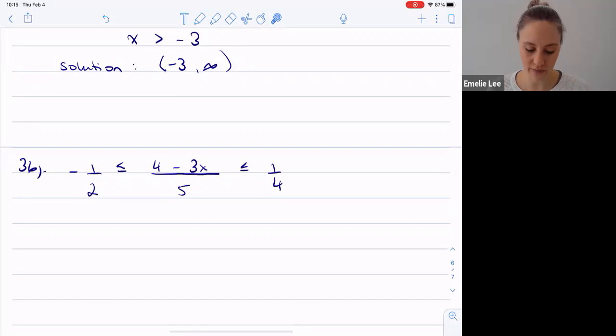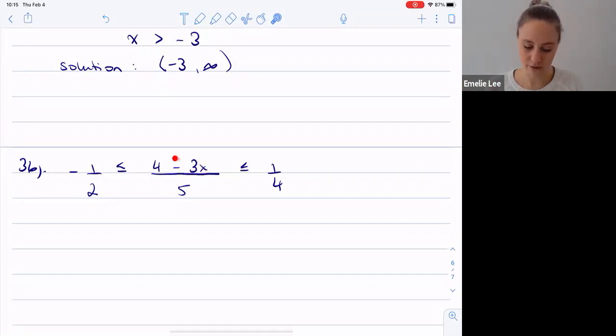It's possible that there are x's on all sides, and then you would have to collect those like terms just like you would with an equality. But for now, we've just got the one x here in the middle, and we want to get x on its own. We want to end up with x being, maybe, between negative 3 and 4, is ultimately what we're going to end up with.